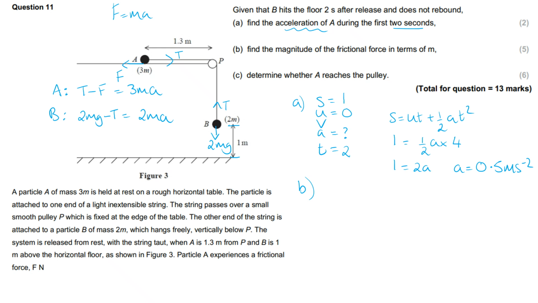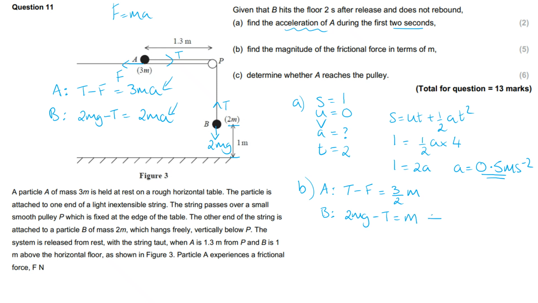So now that we know that the acceleration is a half, we can put that back into these 2 equations and see where we are now. So in the first equation for A, we've got T minus F is equal to, if A is a half, that's going to be 3 over 2 m. For B, we're going to have 2mg minus T is equal to, well, if A is a half, times it by 2, that's just going to be m.